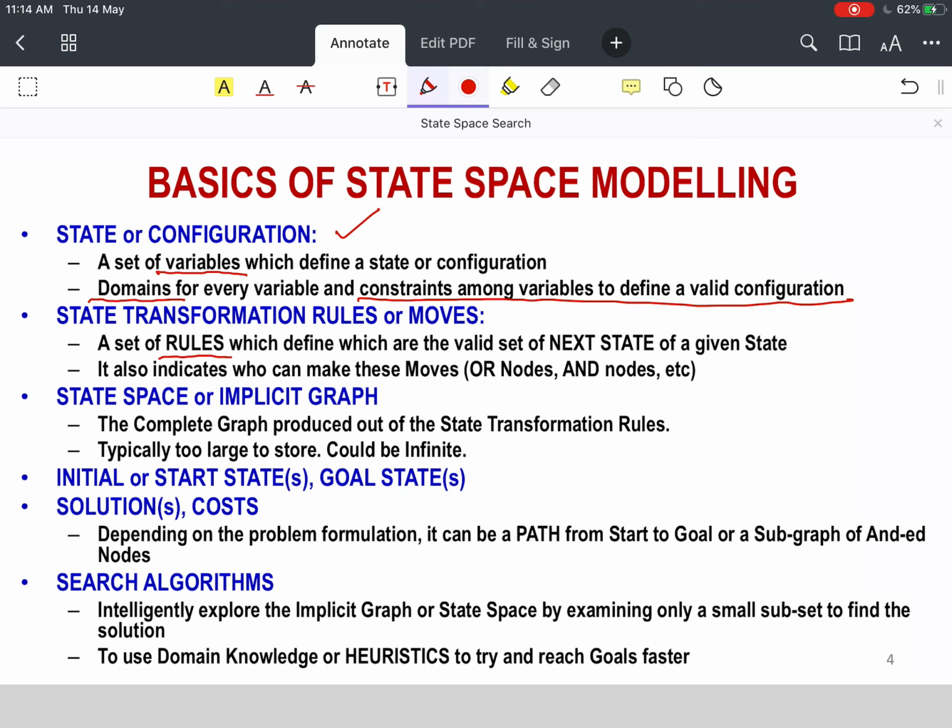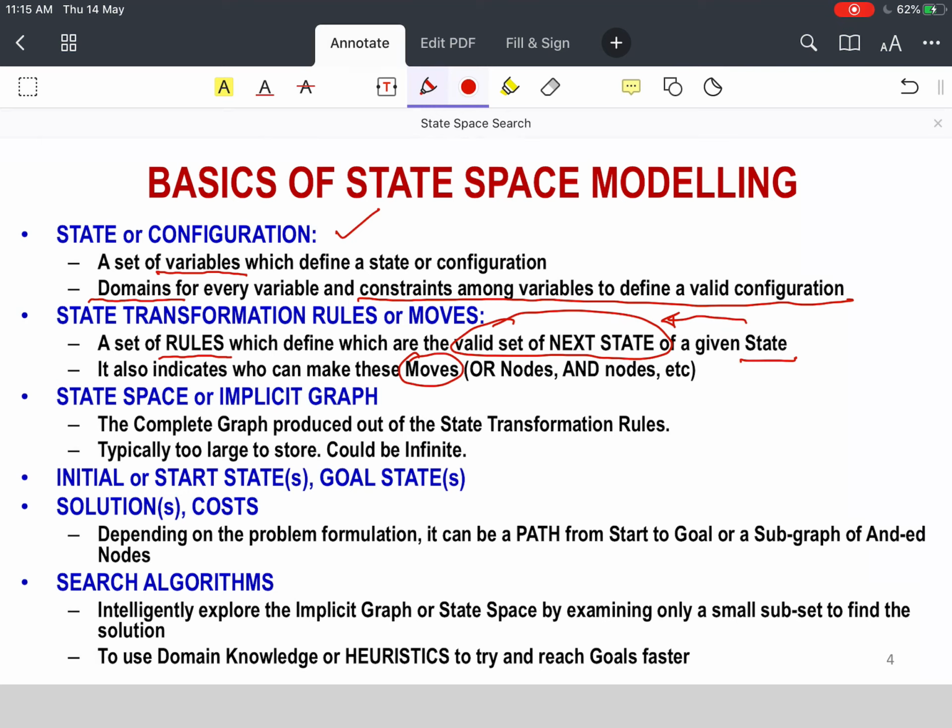Secondly, we need to define a set of rules, and this set of rules says that given a particular state, we need to find the valid set of next states for a given state. So given a state, we need to find the valid set of next states. In AI terminology, it is also called moves.